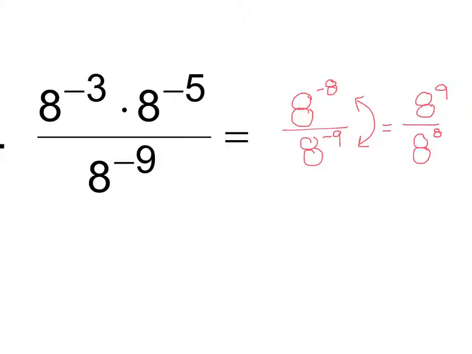Okay, now let's see. If I move that to the top, it'll be negative 8. Okay, so 9 minus 8 is 1, so that just equals 8. Like I said, different ways to think about it.